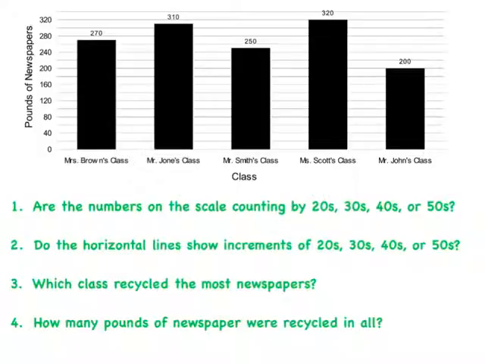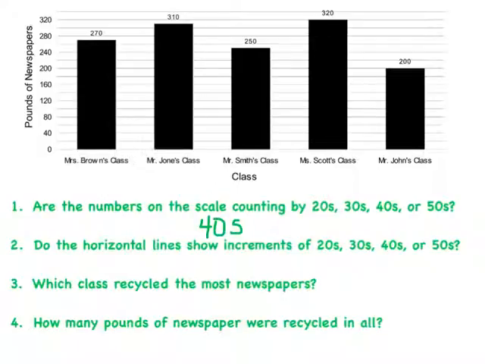So my first question says, are the numbers on the scale counting by 20s, 30s, 40s, or 50s? So I'm actually looking at these numbers going up this scale, and I need to determine by what they are counting. Well, I see that they all have a 0 at the end, so let's ignore that 0 for a second. And if I do, then I see 4, 8, 12, 16, 20. And by knowing my basic multiplication facts, I know those are my 4s. So in that case, I would know that I'm counting by 40s.